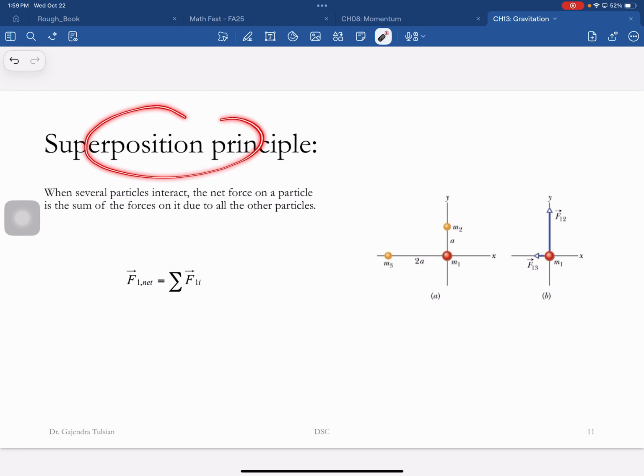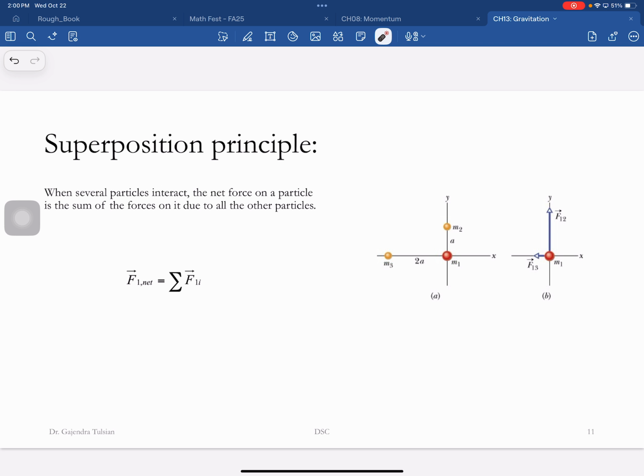Here's the superposition principle. If you have several objects, like in the solar system, how do you calculate the force on this one? Calculate the force between these two, and calculate the force between these two. The force between these two is not influenced by the presence of that one. So you independently calculate the forces and then just add up the vectors.